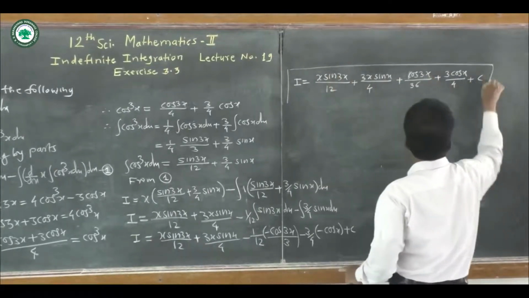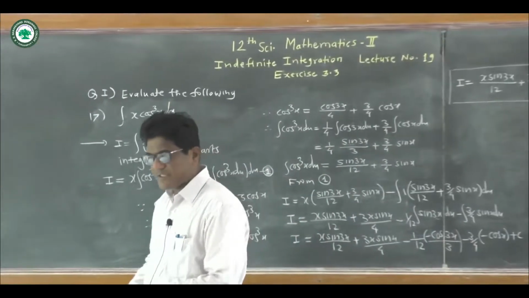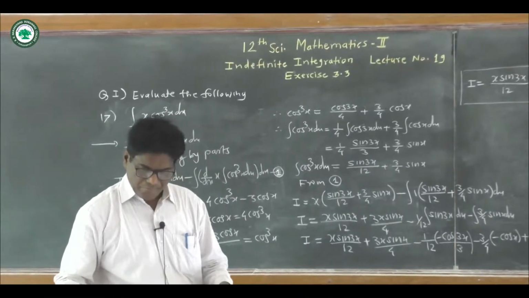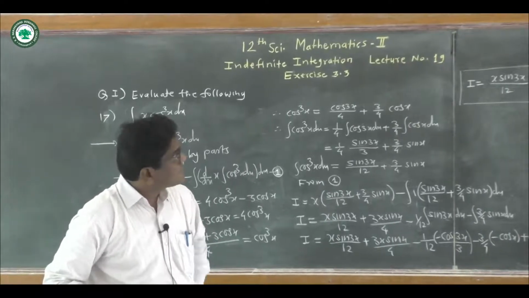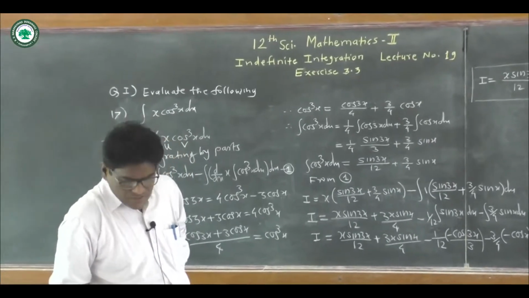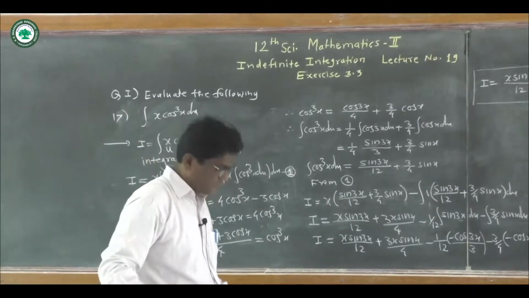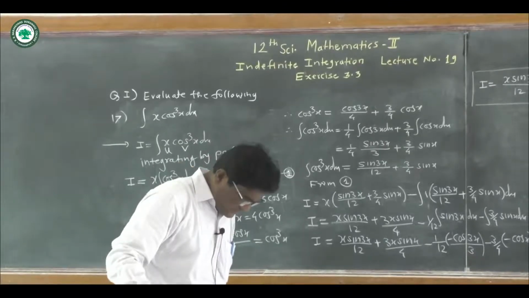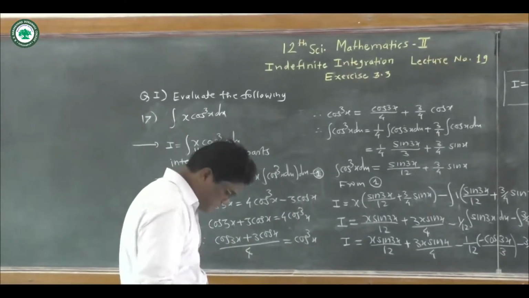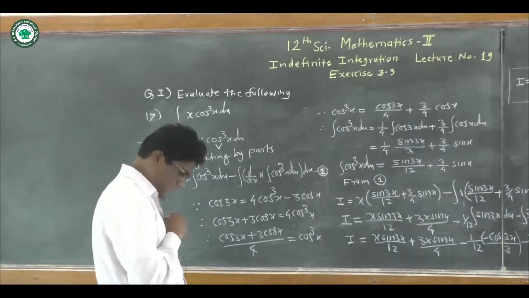So this is the final solution. Highlight this solution and take a screenshot. So here the final solution is 3x sin x upon 4 plus x sin of 3x upon 12 plus cos of 3x upon 36 and plus 3 cos x upon 4 plus the constant of integration. So we have completed problem number 17. Now next, problem number 18.